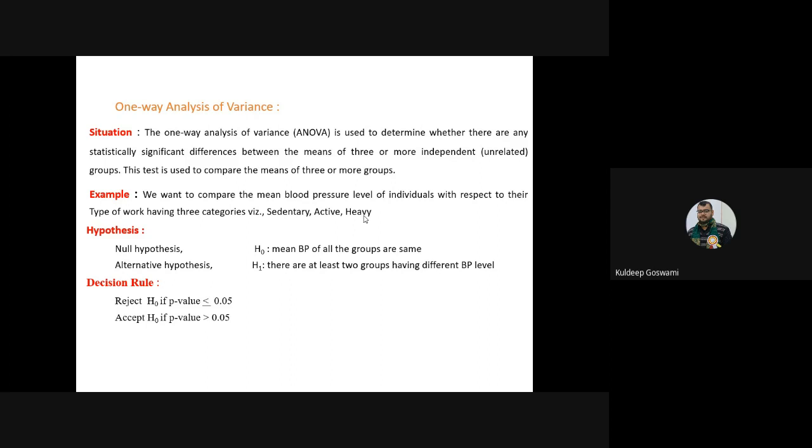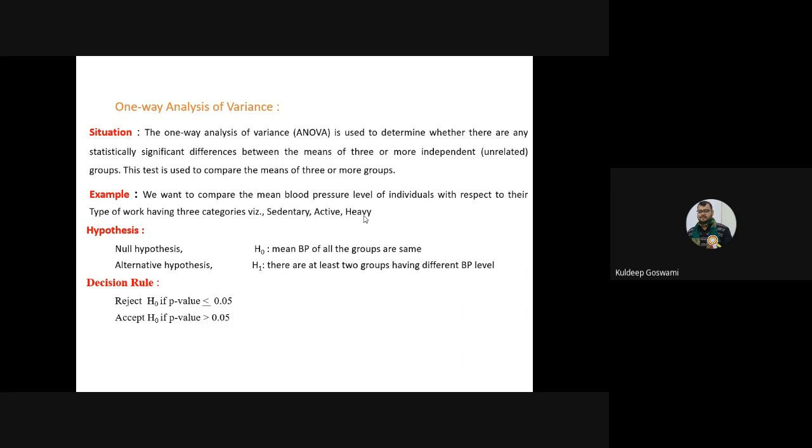In ANOVA, or analysis of variance techniques, we use the F-test. Okay, the situation is like this: one-way ANOVA is used to determine whether there are any statistically significant differences between the means of three or more independent groups or not. This test is used to compare the means of three or more groups. If we have one or two groups, we can use a t-test. But if we have three or more groups, then we can't use a t-test. Instead of using a t-test, we have to go with ANOVA.